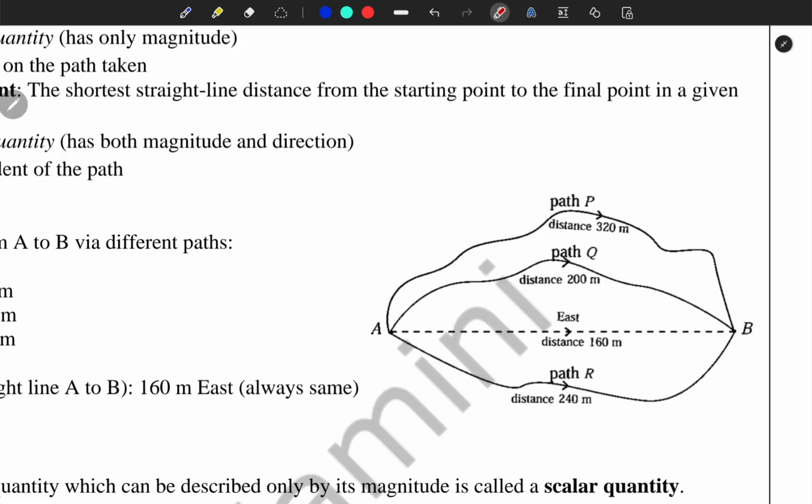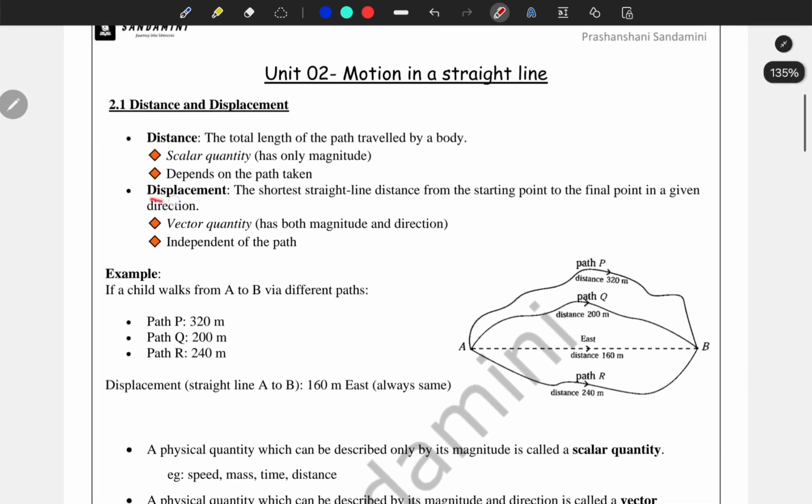It depends on the path. So distance can vary for the same points used, according to the path. But when you think about displacement, it is the shortest straight line distance from the starting point to the finish point. This is the starting point, this is the finish point. Then you have to draw a straight line.